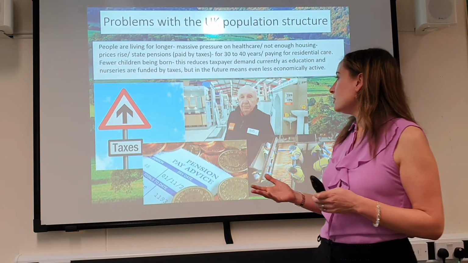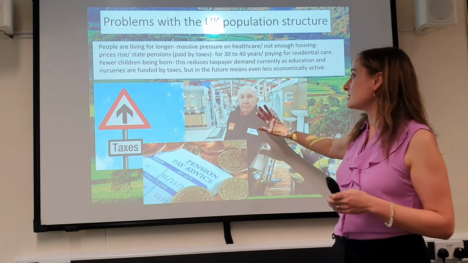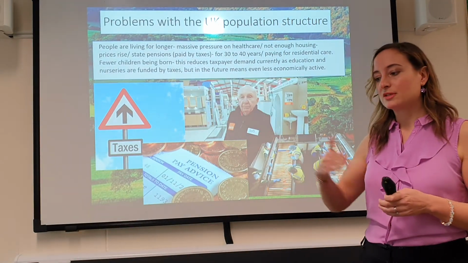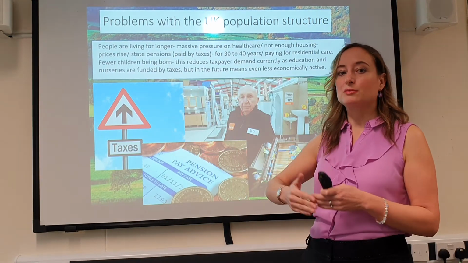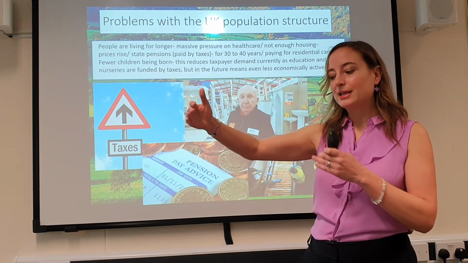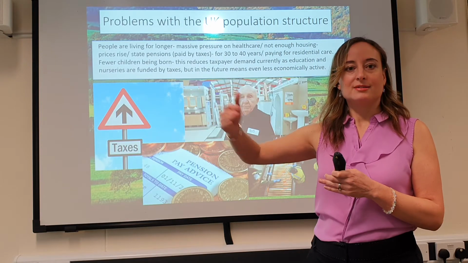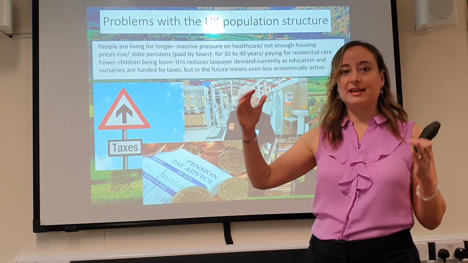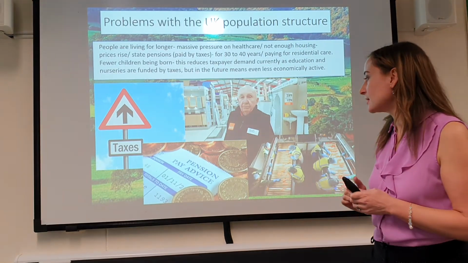Another option would be that you get people who are older to work for longer. So instead of saying, well, you can retire at 60, we say, no, now you'll need to work till you're 70, because we need more money in taxation. So therefore the retirement age changes, so we've got more people in the economically active group.